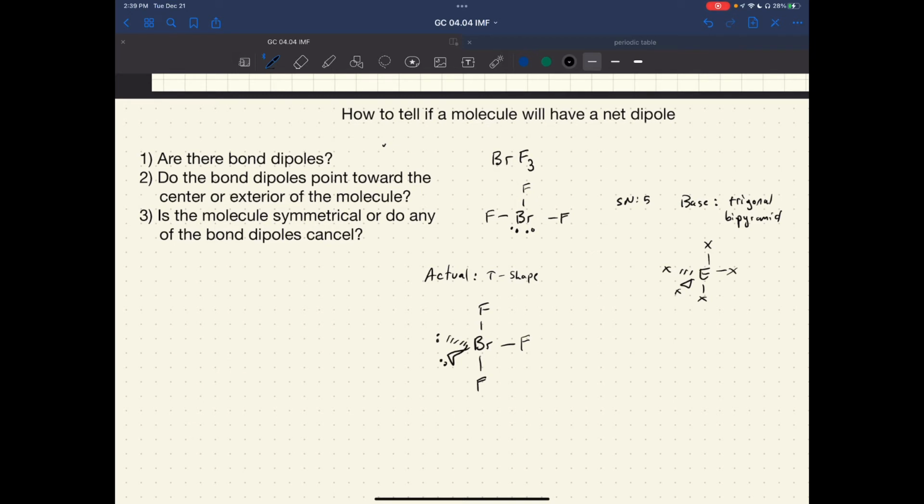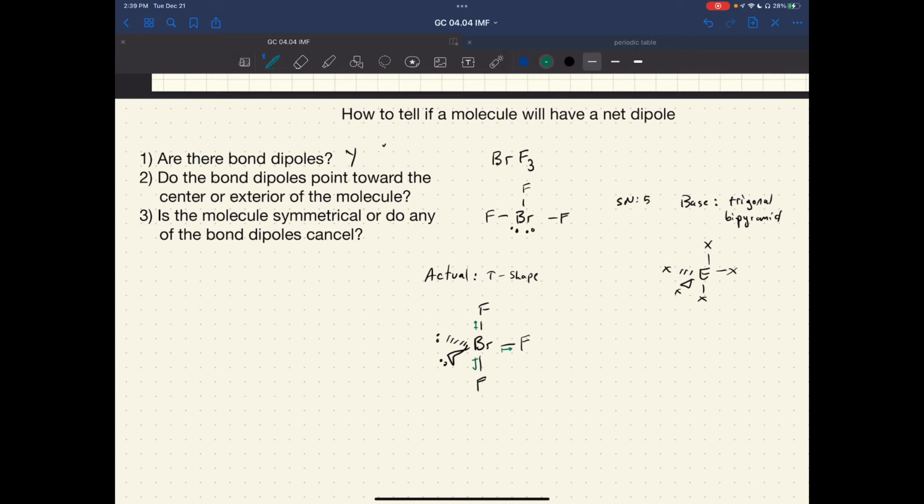And only after I have my VSEPR geometry can I figure out if I have a net dipole. And here's what I do. From the VSEPR geometry, I ask myself a series of questions. Are there bond dipoles? Yes. In this case, absolutely, there are bond dipoles. Do the bond dipoles point towards the center or the exterior of the molecule? So fluorine is more electronegative, and I'm going to draw in little bond dipoles here. Okay, so they all go out.